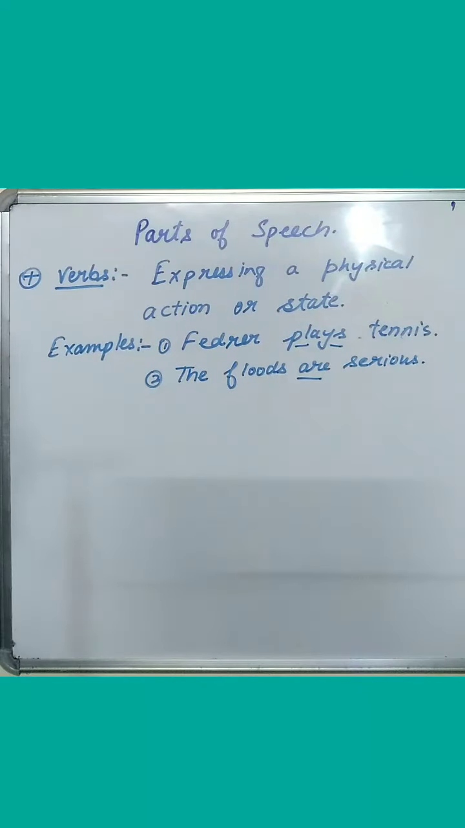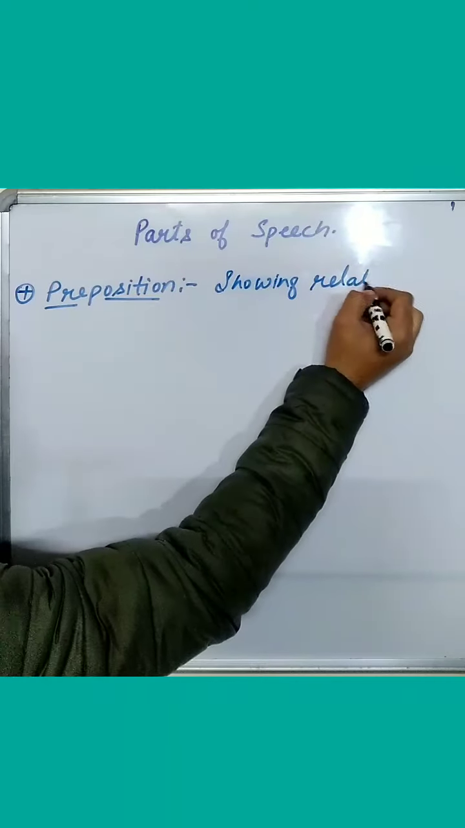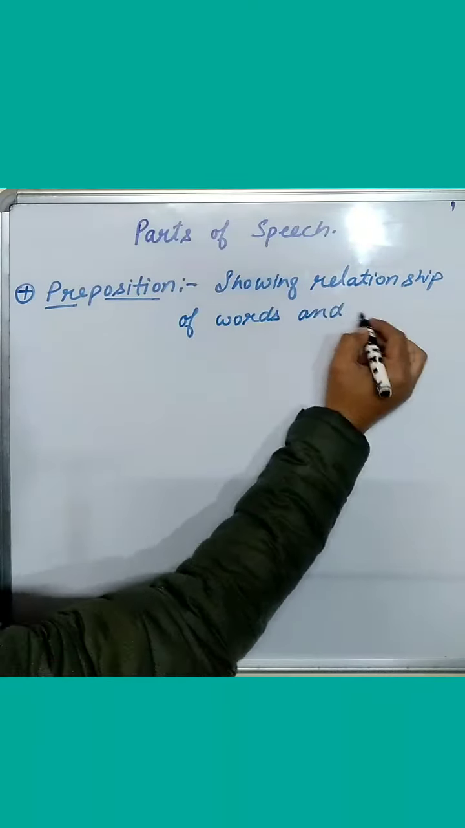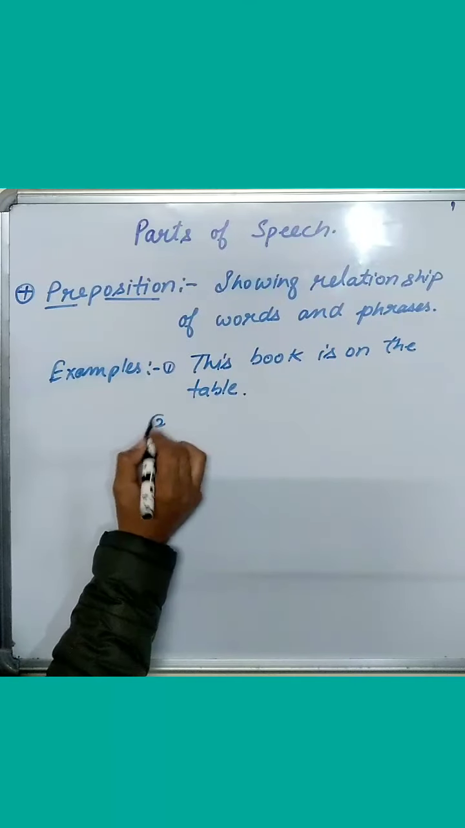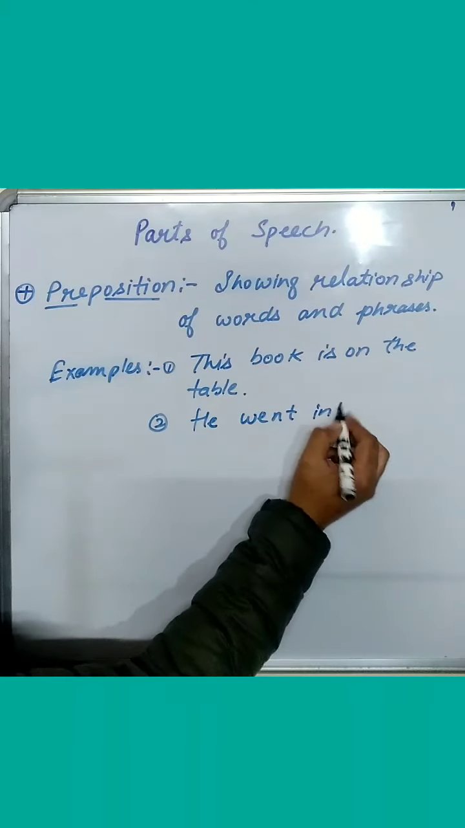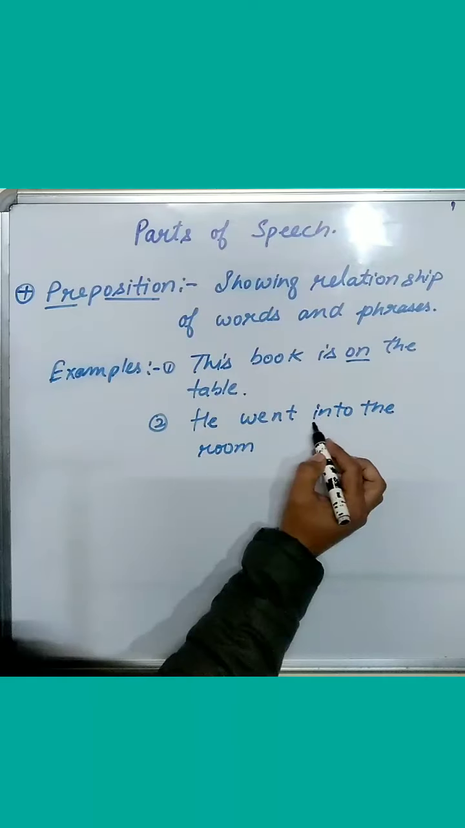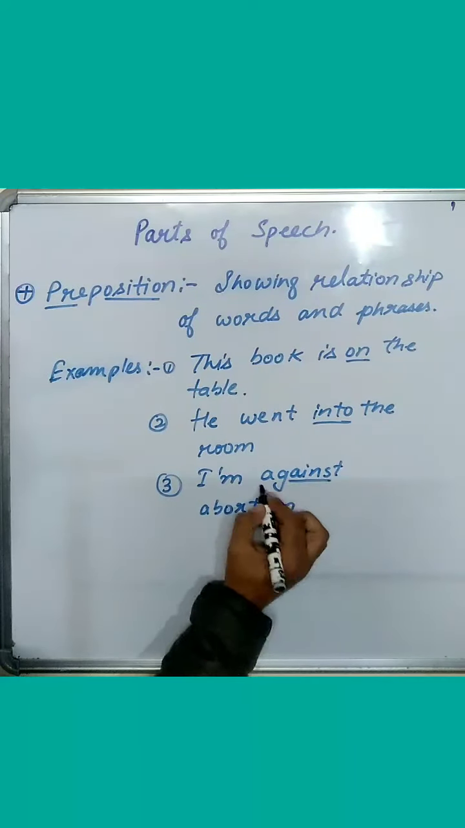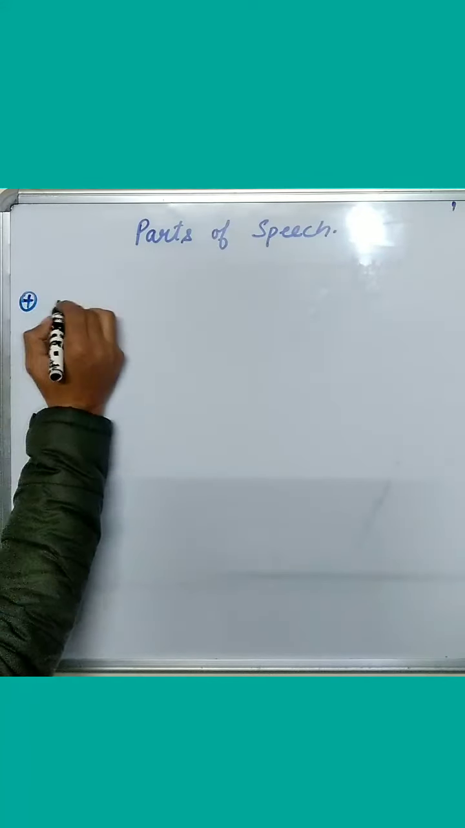Another very important part of speech is preposition. They show relationship between words and phrases. For example, let's see. This book is on the table. On is a preposition. Then he went into the room. Into is a preposition. Then against is another preposition. There are many actually.